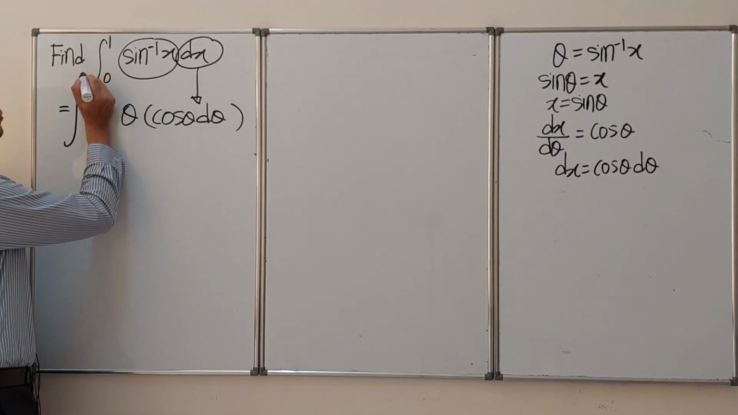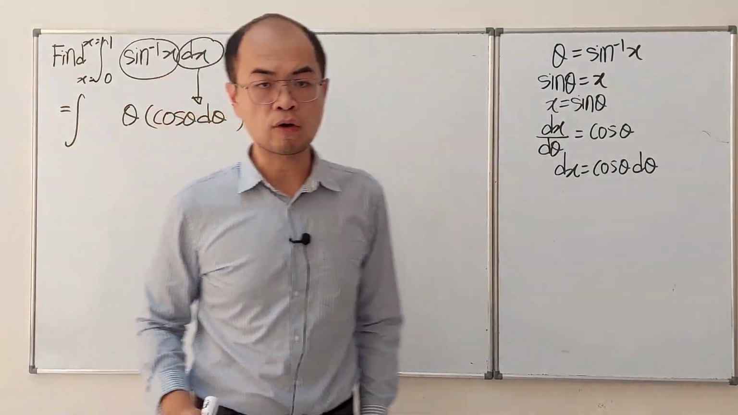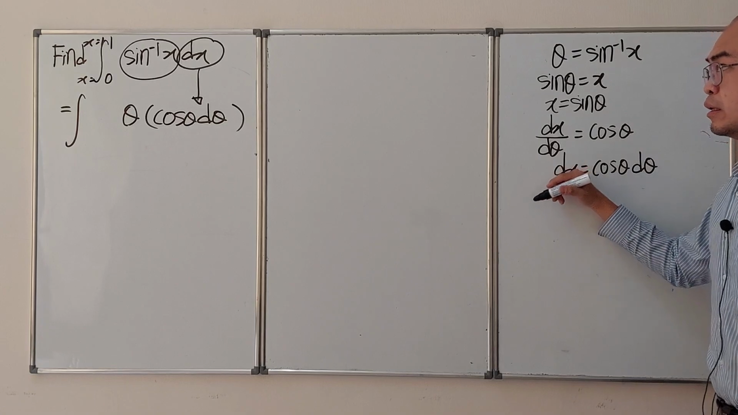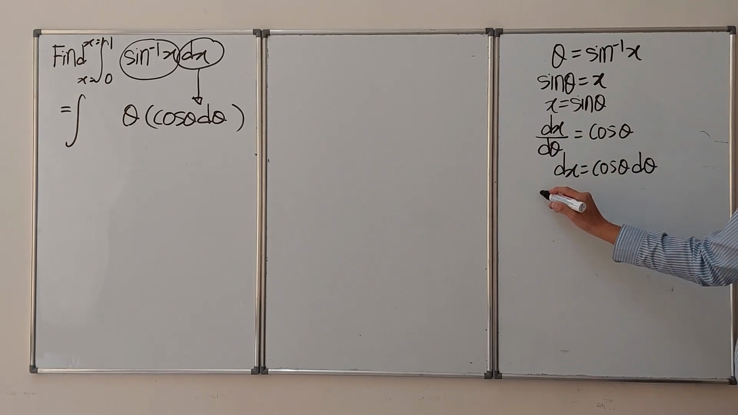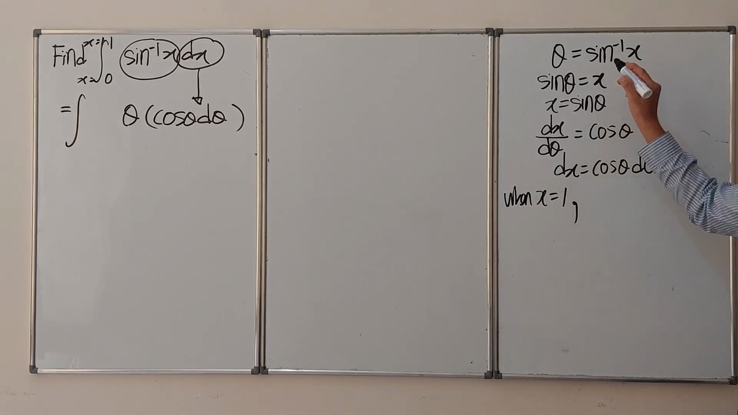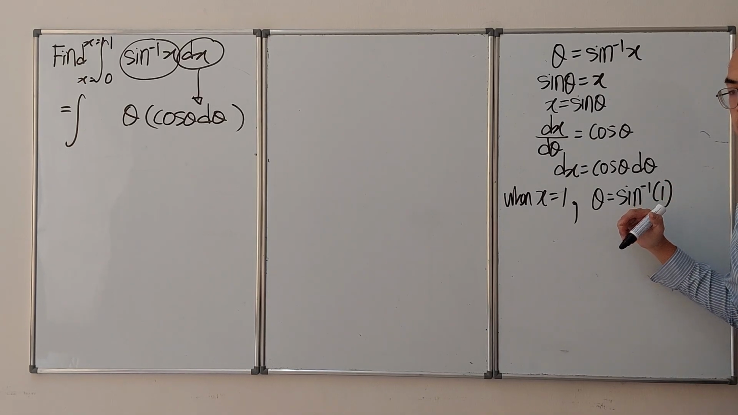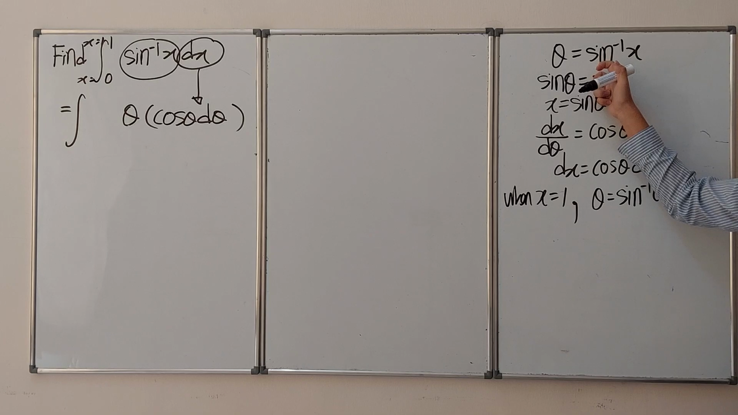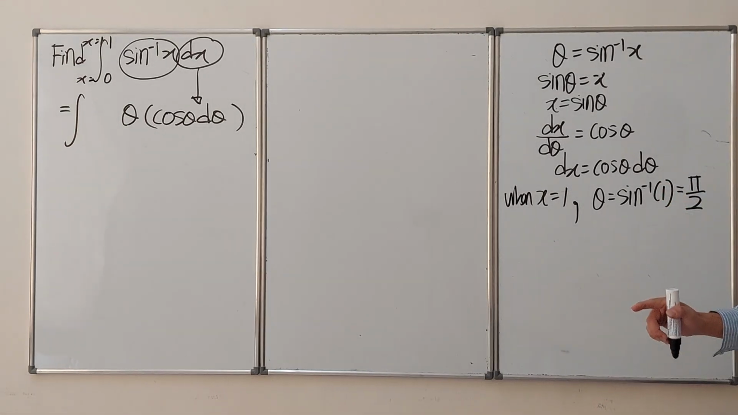Of course, this is from x equals 0 to x equals 1. So for the limits here, you also have to change the values according to the function that you use as a substitution. So when x equals 1, theta is equal to arc sine of 1. Because the inverse trigonometric function is a one-to-one function, the angle produced is an acute angle. So you're getting pi over 2, because sine pi over 2 is 1, sine 90 is 1.